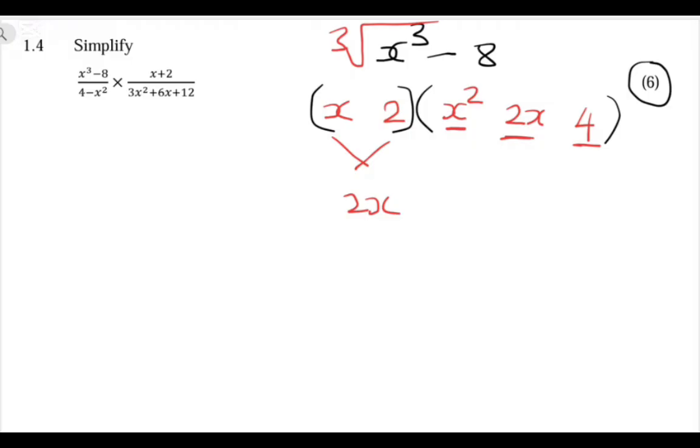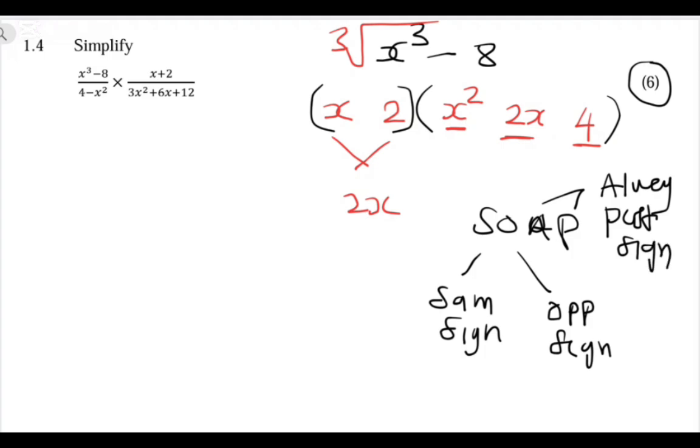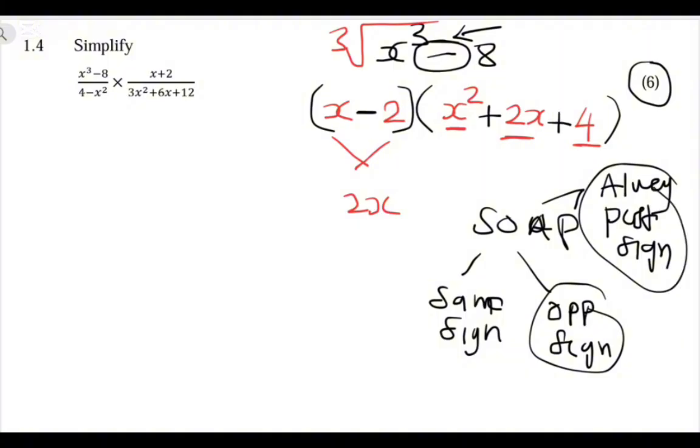So what about the signs? For the signs, we use what we call the SOAP method. The S stands for the same sign, the O stands for the opposite sign, and the AP stands for always positive sign. So for the same sign, we're going to just take the same sign the way it is and put it here. And then the second one is going to be the opposite of this one, so you're going to have positive instead of negative. And then the last one is always a positive sign, so we're going to put the positive sign here.